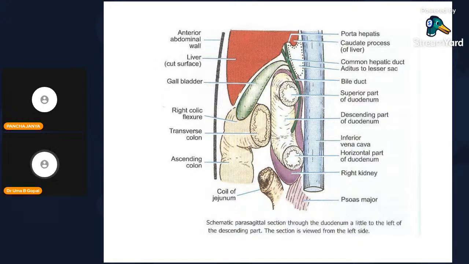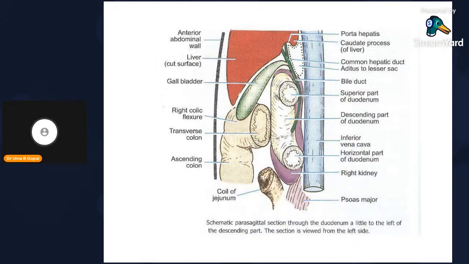Okay, superior relations of the first part of the duodenum. In the C-shaped concavity there will be the pancreas. So from anterior to posterior, this is the view you can see related to the superior part, horizontal part, and third part of the duodenum.